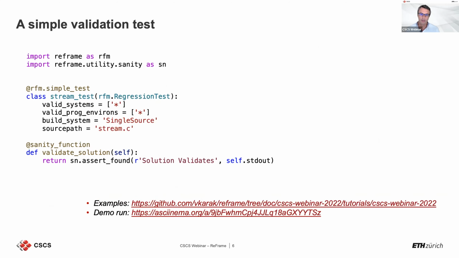So now I will jump into how a test looks. But before discussing the example, here I have a link. We're going to share the slides afterwards. So here is a link where we have all the examples that I'm going to show here, and there is a demo run of all the examples here, in Asciinema. I can just click on that so that we have it.